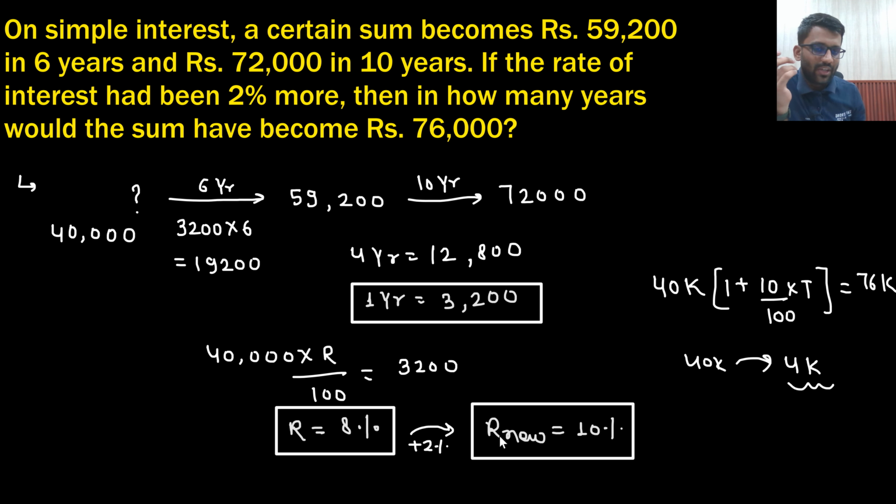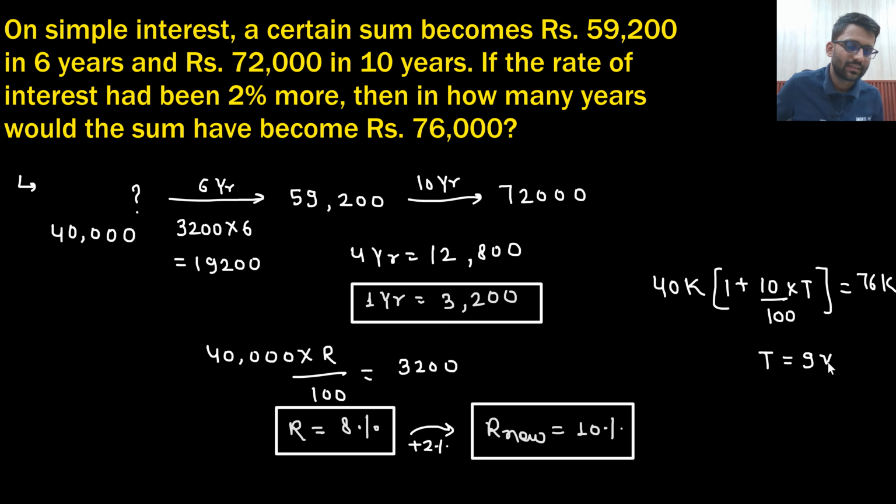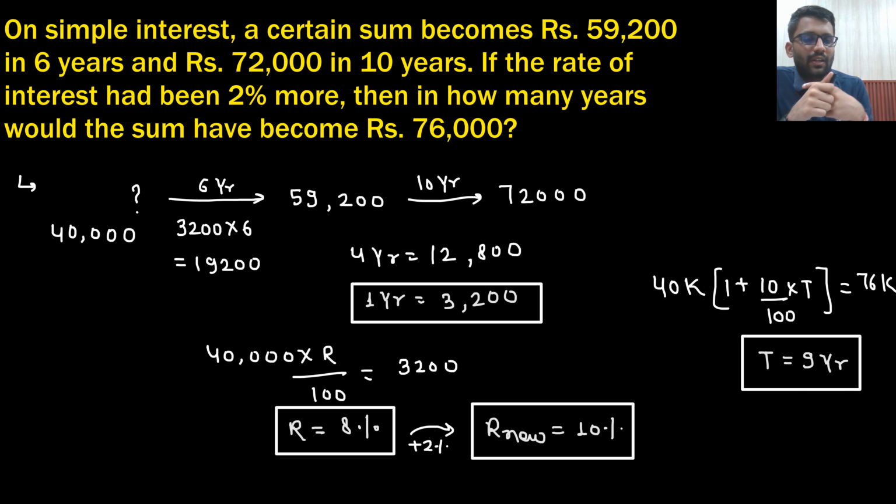Or you would have simply applied the equation, and what is the time t you would get. If you solve this one, you will get 9 years. So 9 years it would take. Right, so 9 years meant 1.9 into 4, yeah, 76k you are getting. So t is 9 years. Okay, well and good. Let's move towards the next one.